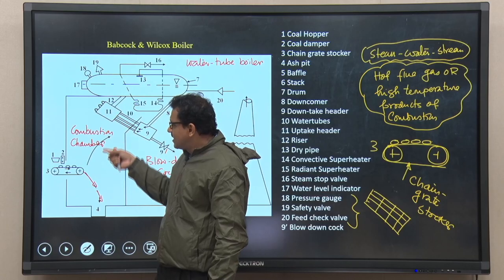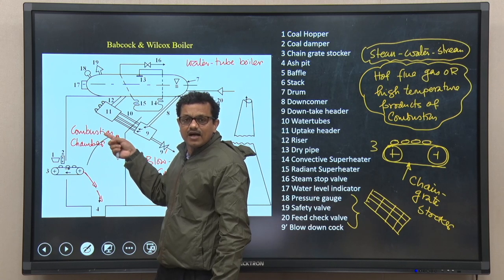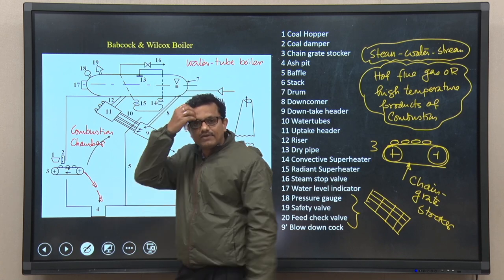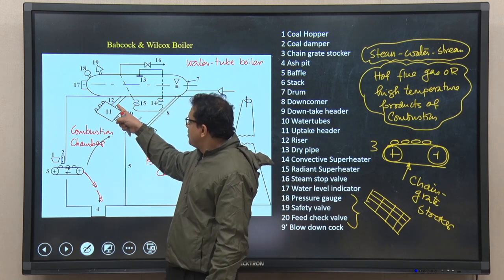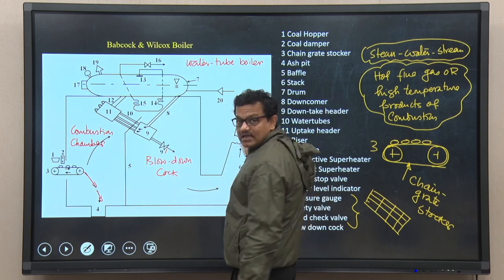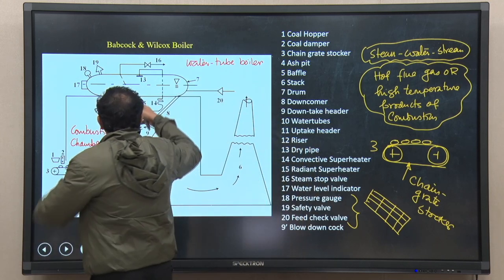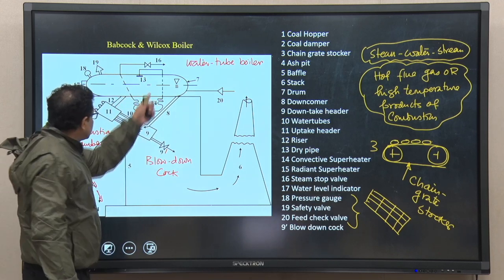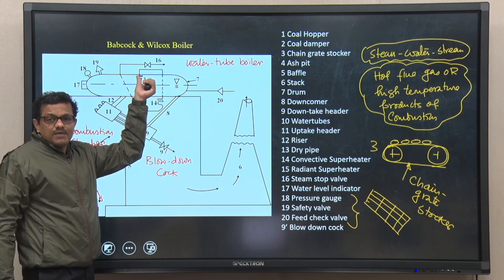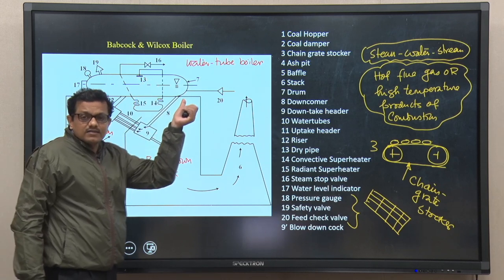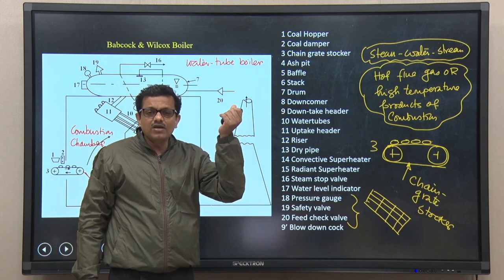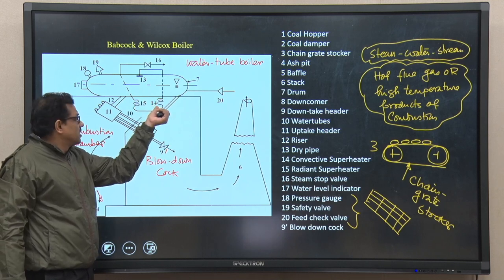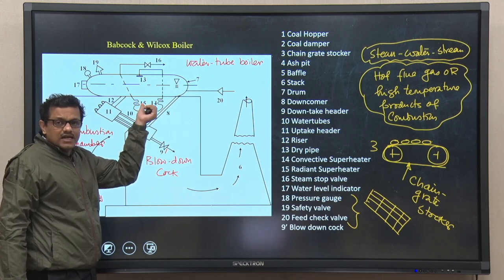Since part 11 is very close to the combustion chamber, wherein temperature is very high, radiative heat transfer will play an important role, as you have studied, because of the high temperature difference. And the steam will move through the riser, that is 12. Steam is lighter, so it will go to the top and be collected at 13. Now, 13 is the dry pipe because, if the dryness fraction is very poor, then even after allowing that steam through the convective and radiative superheaters, 14 is the convective superheater, 15 is the radiant superheater.